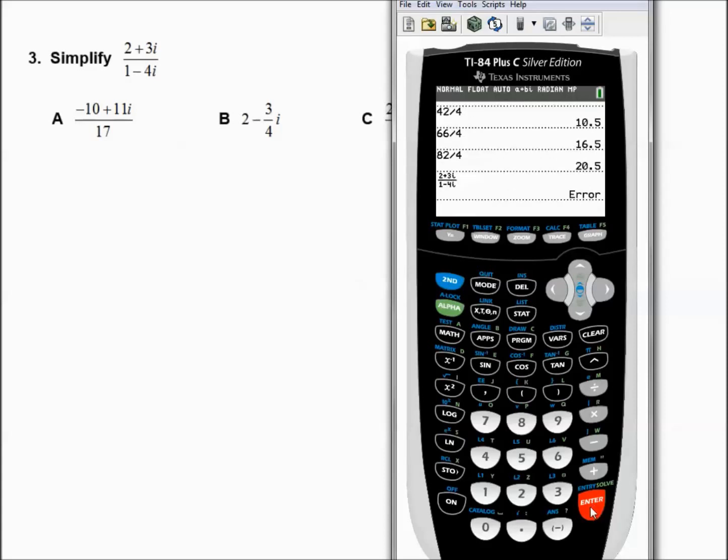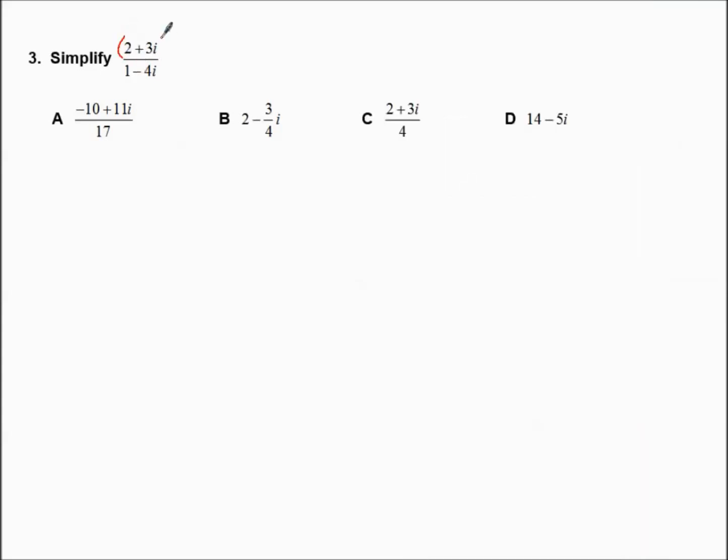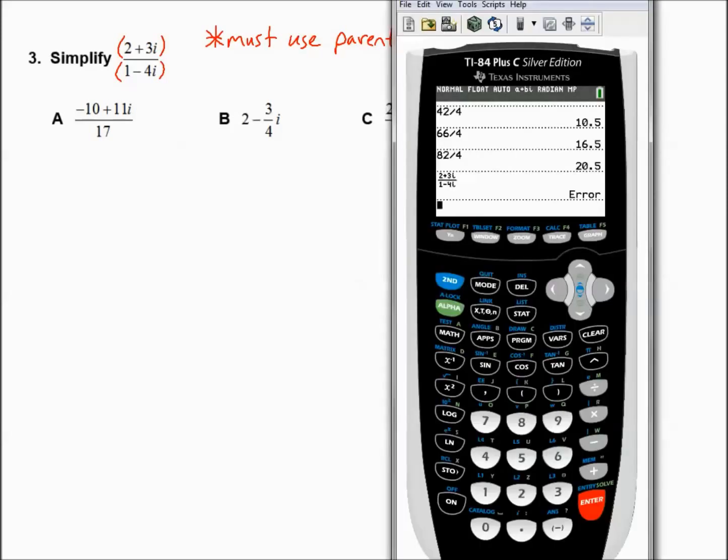So we're going to have to go back to the old school way of plugging this fraction in using the actual division button. What we must do, though, is put the entire numerator in parentheses and the entire denominator in parentheses. We must use parentheses here. Otherwise, the calculator will not understand what we're trying to do. So let's go back to the calculator.